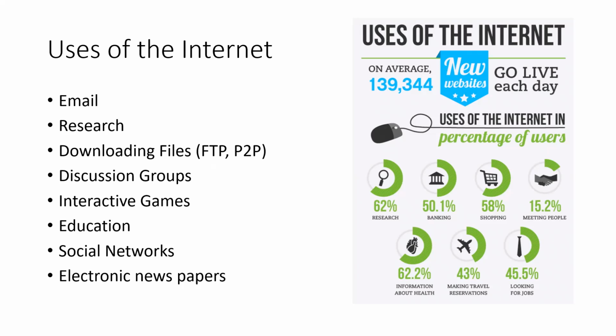And then the percentage of users. This is one of the figures that I have taken from the internet. So the internet is used about 62% for research, banking about 50%, shopping 58%, meeting people about 15%, health about 62%, travel reservation about 43%, and for job hunting about 45%. So you will see that the internet is core for all these day-to-day tasks.